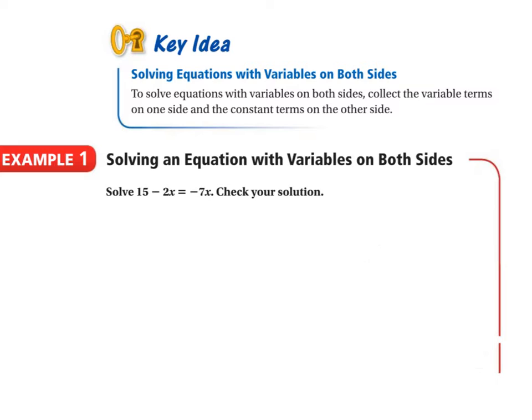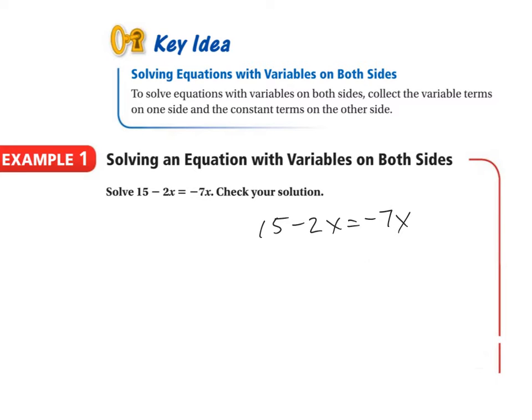Okay, so step one, we're going to rewrite our equation. So let's do that. Okay, now I need to get the variables together. So I'm going to have to move the negative 2x over to where the negative 7x is.